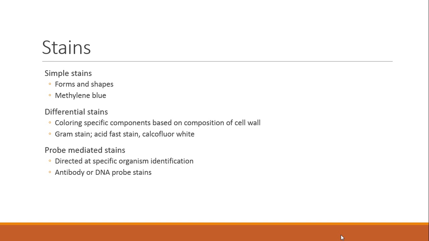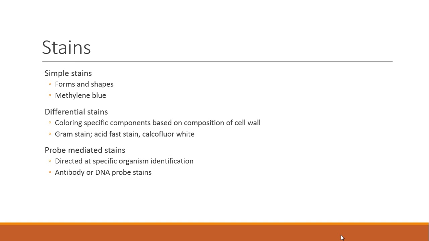There's probe-mediated stains, so we can attach a color to an antibody, and if the antigen is present in the sample, the antibody will bind. And if we stick it, say it's a fluorescent probe on that antibody, we stick it under a fluorescent microscope, and the antigens will shine.